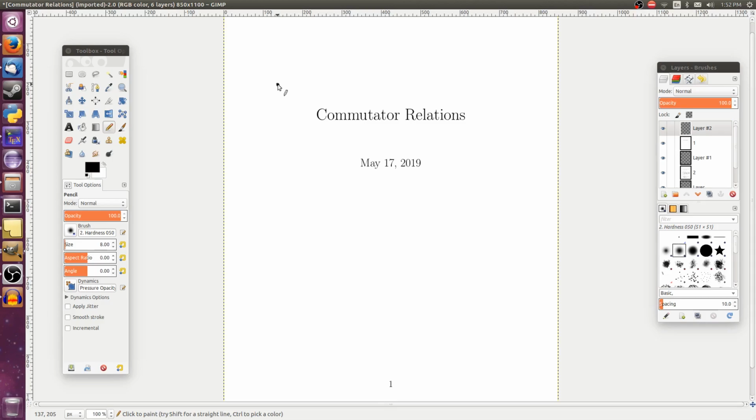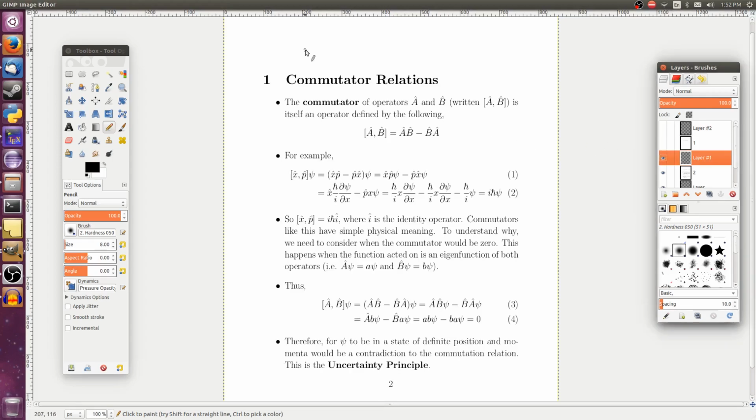Alright, so today we're going to talk about commutation relationships and how they play a fundamental role in quantum mechanics. So, the commutator of two different operators is going to be defined in this way. It's also going to be an operator too. The commutator itself is an operator, just like the operators it's defined with, A and B.